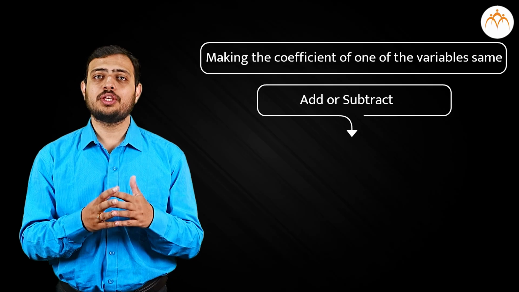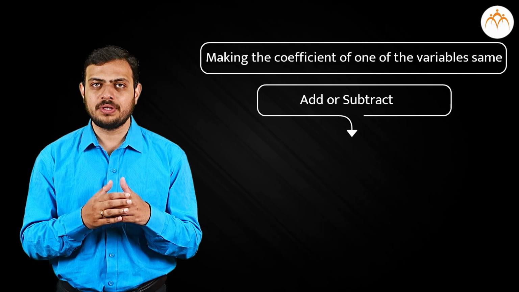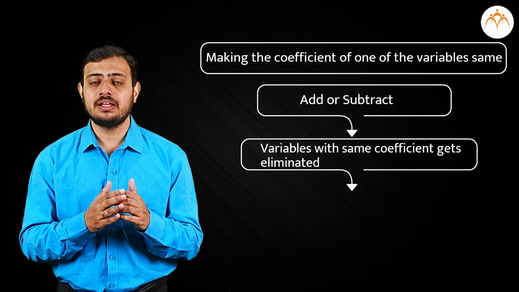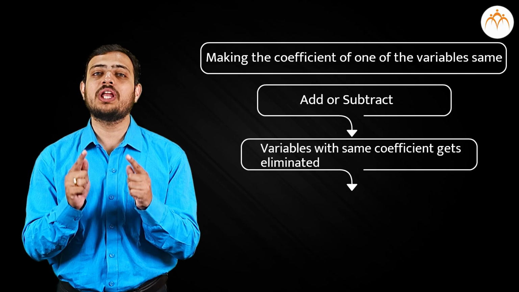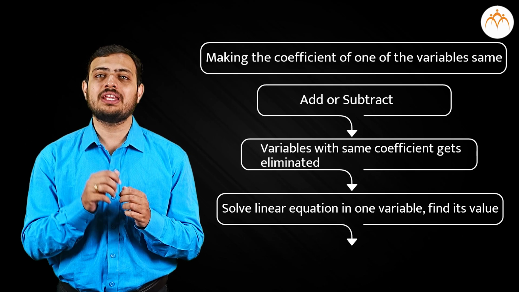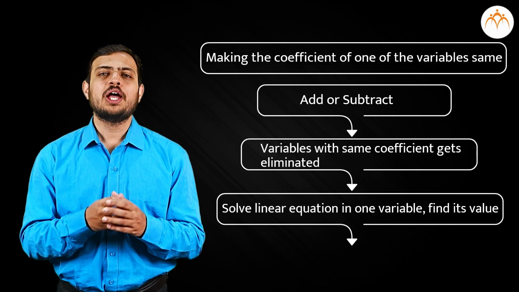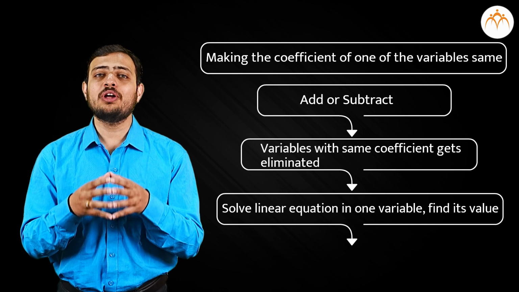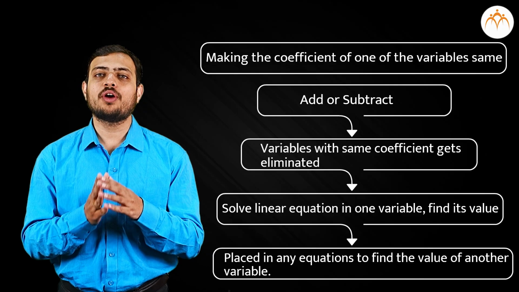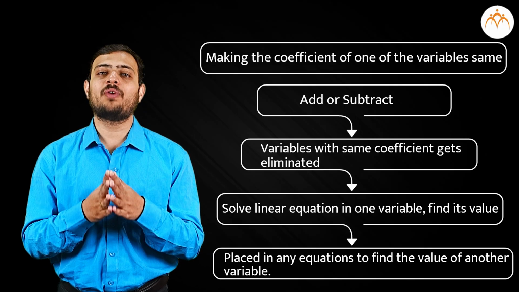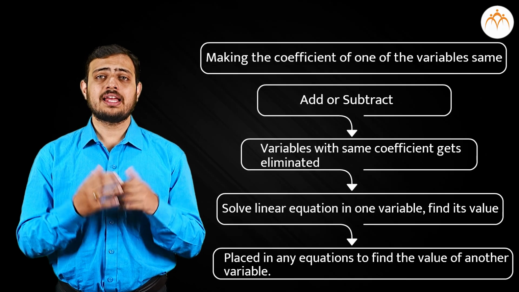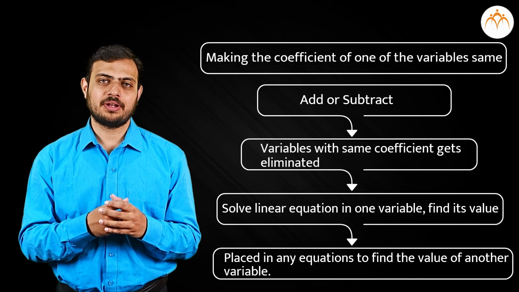Add or subtract the old and new equations as appropriate so that the variables with the same coefficient gets eliminated and we get an equation in one variable only. We can easily solve this linear equation in one variable to find its value. Once the value of one of the variables is known, it can be placed in one of these simultaneous equations to find the value of another variable. Let's understand this with the help of an example.